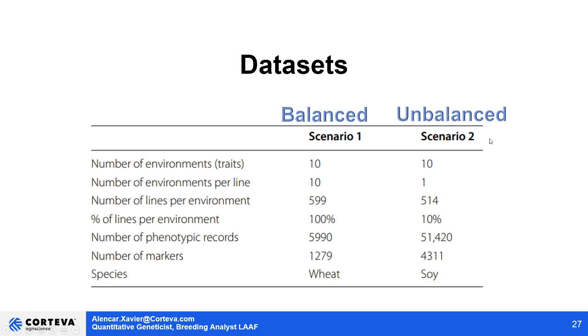The second one is called the unbalanced scenario, because we are using the true genomic data but simulating phenotypes from 10 environments. Each individual will be observed in a single environment, and the number of lines per environment is 514. So we just observe 10% of the data set in each environment, and we're going to fit the 10 environments being treated as 10 different traits. And the number of markers is slightly different. In one case we have 1200, and in the soy data set 4300.